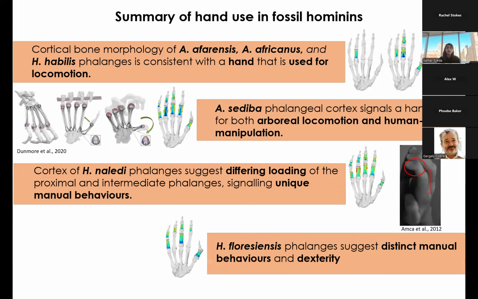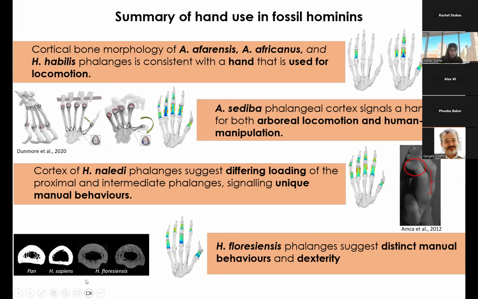And then finally, Homo floresiensis has distinct behaviors and dexterity, particularly because when you look at the internal structures, these cross sections here, you can see how different the bone looks compared to any extant analog. And even other fossils don't really look this porous. So that would have had an impact on their biomechanics and how they function.